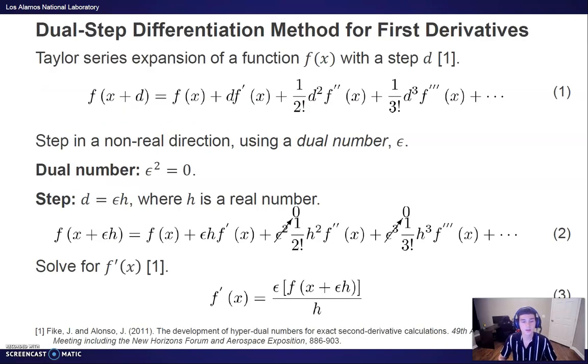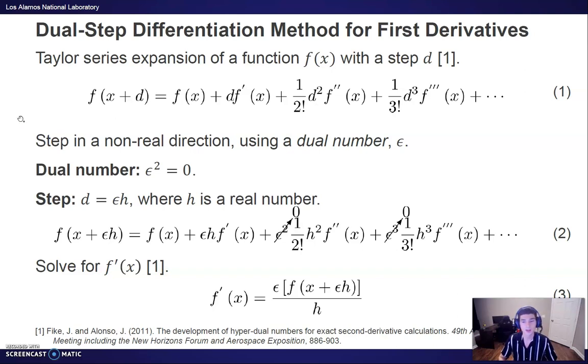So we can obtain derivative expressions through the Taylor series expansion of a function f of x with a step applied to the variable of interest. And this gives us the function itself plus the higher order terms, which are of the form a derivative times the step. So we have the second derivative times the step squared, and so on.